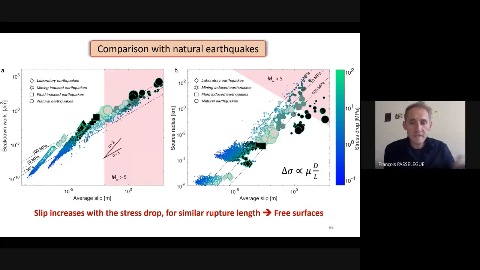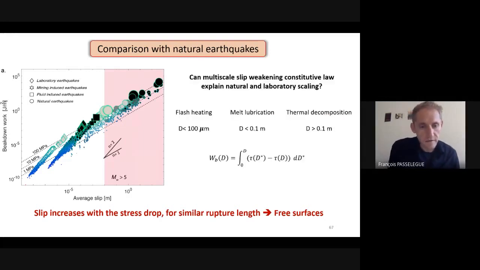So to finish, if you go to the last slide, what we did is that we tried to see how the breakdown work evolves with slip if we take a multiple constitutive law that is composed of three different slip weakening distances that correspond to three distinct mechanisms that we know happen at different length scales in the lab and probably in nature. So for instance, flash heating, melt lubrication, and thermal decomposition.